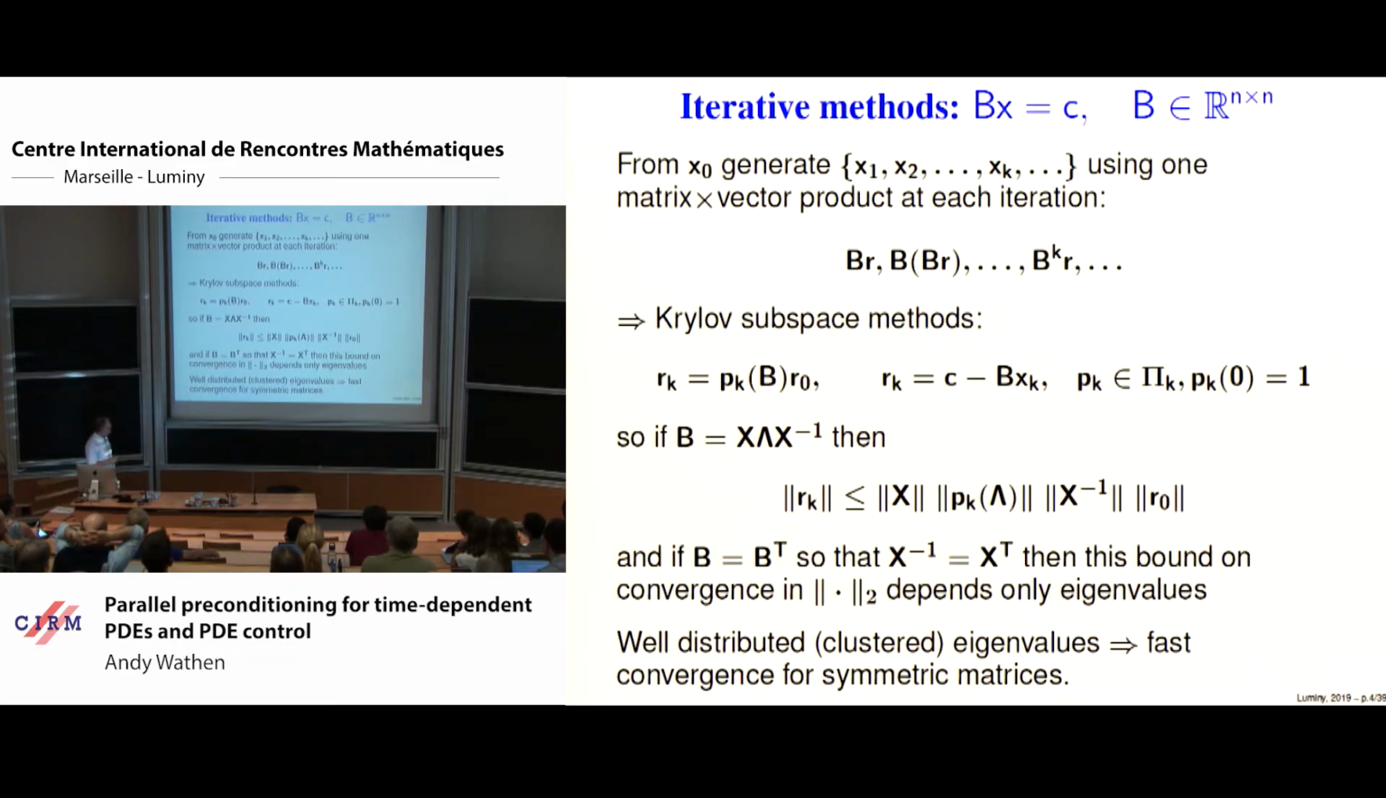And then if you have well distributed, or if you like clustered, eigenvalues, you get fast convergence if you've got this symmetry. So here there's no mention of indefiniteness or definiteness. This is true whether you have indefinite or definite, as long as you have symmetry, self-adjointness.